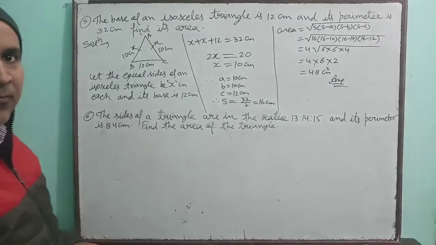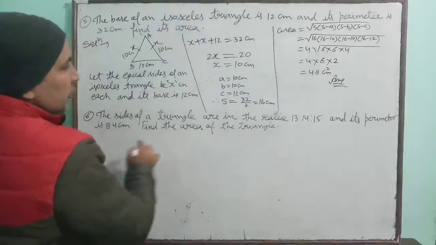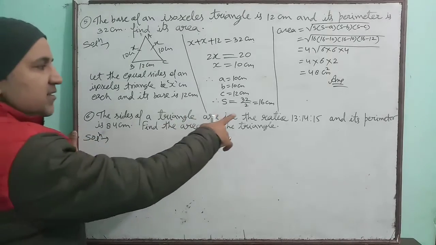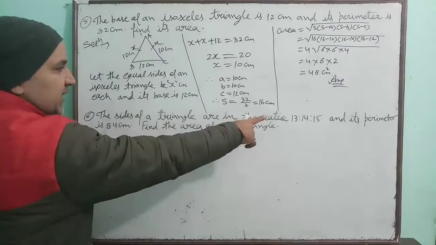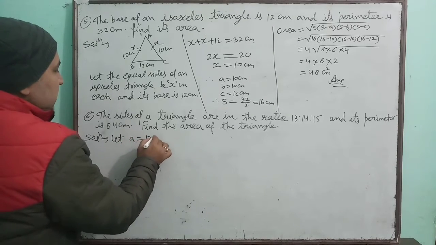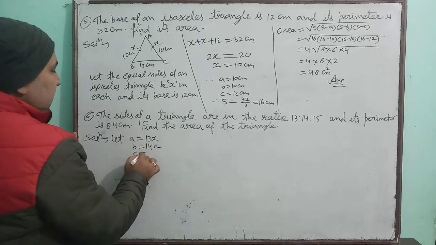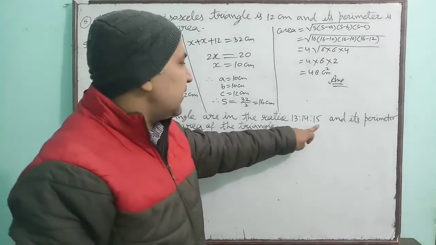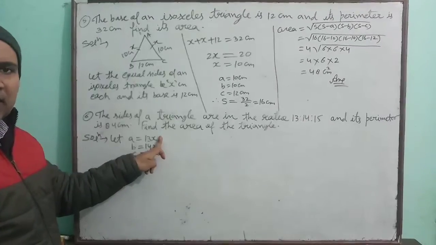Okay? By using the formula, and then by putting the values and after calculation, you will get your answer. Now see the last question of the day. The sides of a triangle are in the ratio 13, 14 and 15. See children, again the sides are given in the ratio and its perimeter is 84. So what is the technique here? Let the first side A be equal to 13x, the second side B equal to 14x, and the third side C equal to 15x.